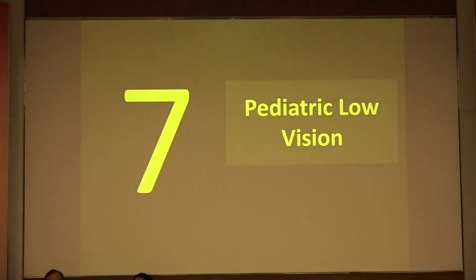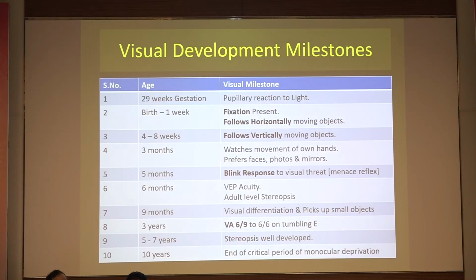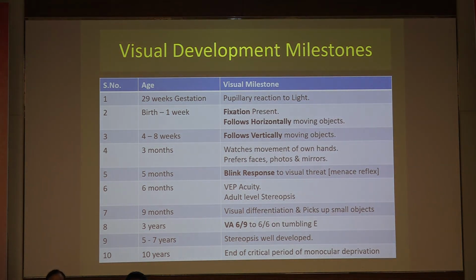Now let us talk a little bit in the next section about pediatric low vision. So a child who has got low vision has got a lot of problems with motor development, orientation, and it impinges upon his scholastic performance also in school. So it is mandatory that as soon as you identify a child with low vision, you treat him as soon as possible. But sometimes when the child is small and pre-verbal, it becomes very difficult to even assess the vision of a child and what potential it holds for him.